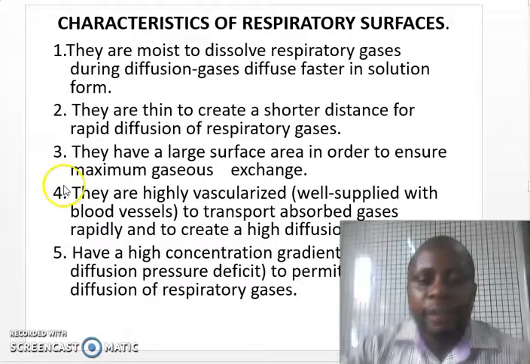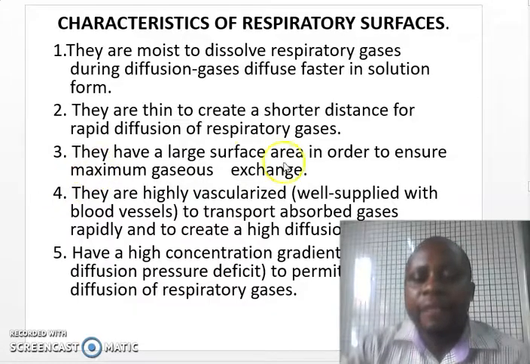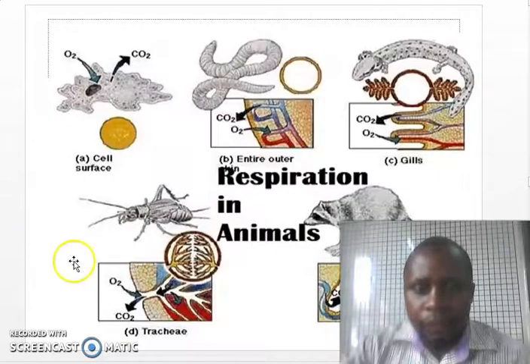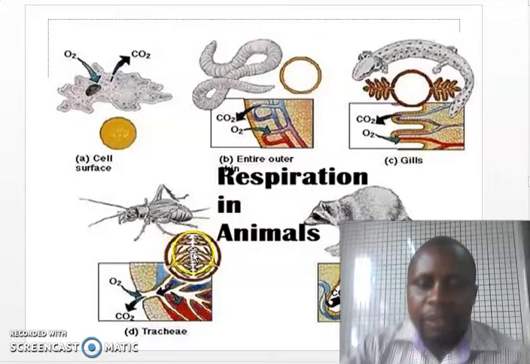Another characteristic is that they have a large surface area in order to ensure maximum gaseous exchange. The majority of them have a large surface area. This facilitates rapid diffusion of respiratory gases. For instance, if you talk about the tracheal system, the tracheoles are numerous. This increases surface area for gaseous exchange.